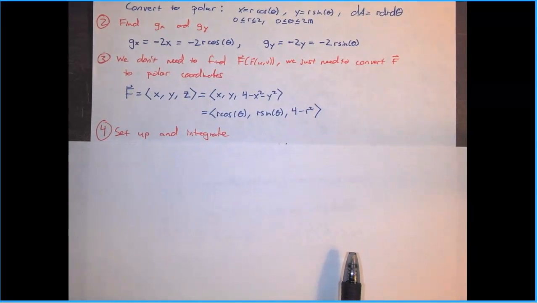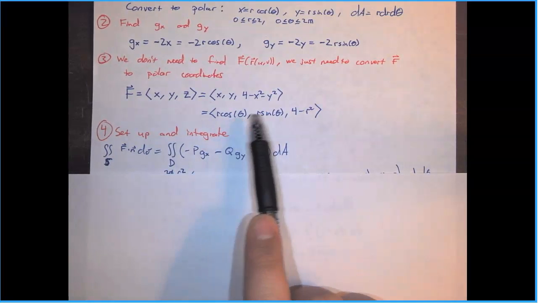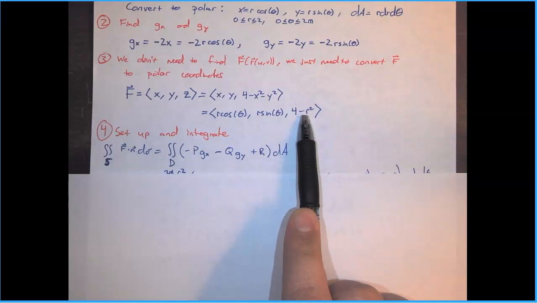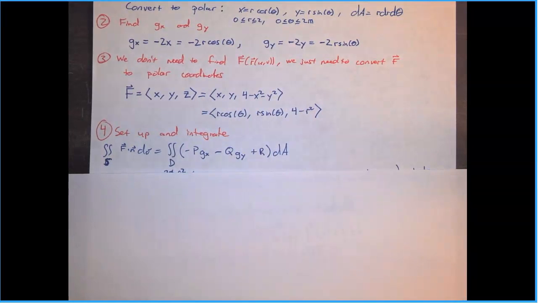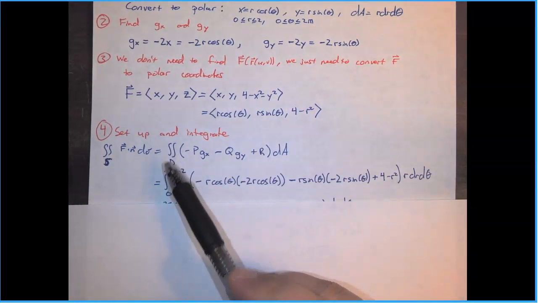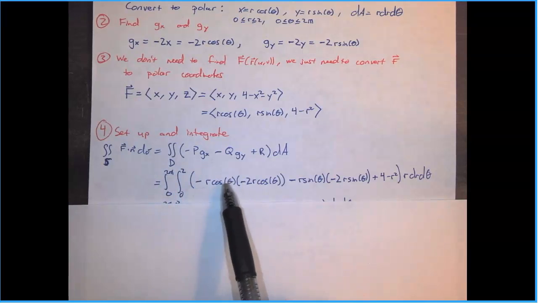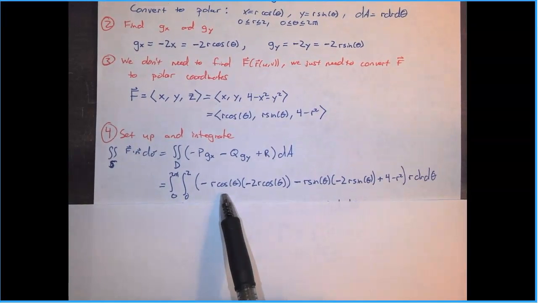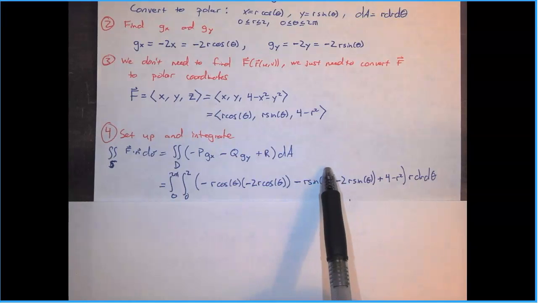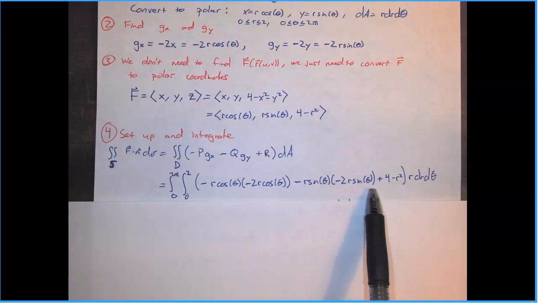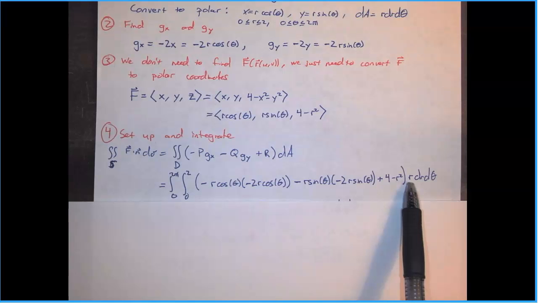So now this is the vector field I'm going to integrate. When I set up my integral, I'm going to use this formula that we talked about, where now this is my p, this is my q, this is my capital R, and my partial derivatives are given here. And so when I start plugging things in, I have my bounds in theta from 0 to 2 pi, my bounds in r from 0 to 2. Here is negative p times the partial derivative of g with respect to x minus q times the partial derivative of g with respect to y plus capital R times the Jacobian lowercase r.